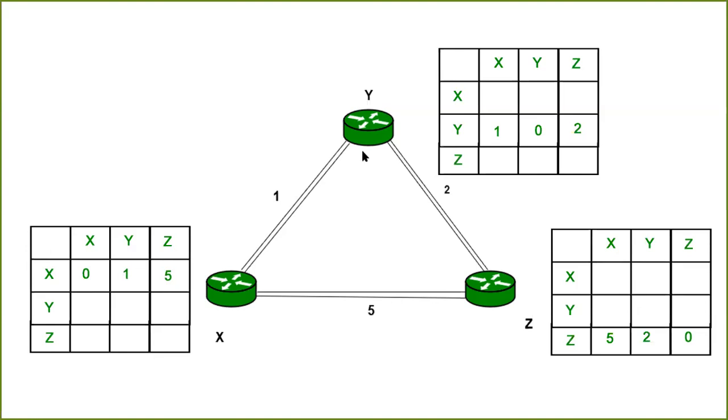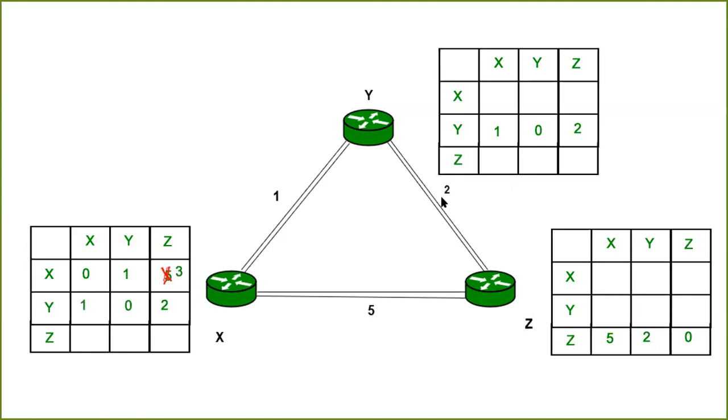X to y, the distance is 1. X to z, the distance is 5. So this is what is maintained by the router x. Similarly, router y, you can just see how it is maintaining the information. Y to x is 1, y to y is 0, y to z is 2. And for the z routing table, Z to x is 5, z to y is 2, and z to z is 0. So this is how we maintain the initial distance information.